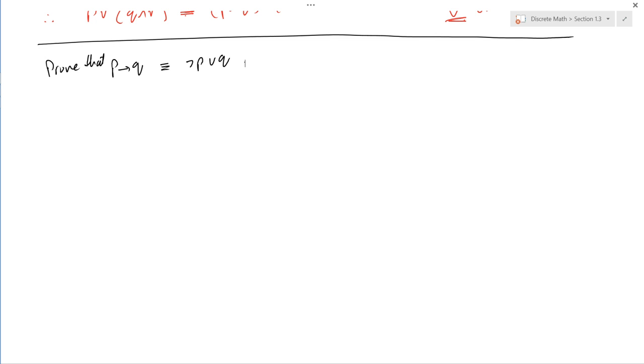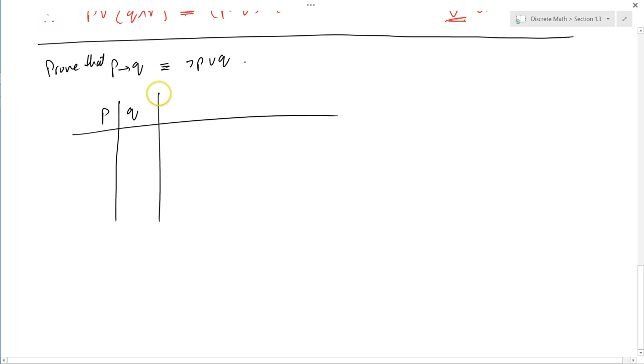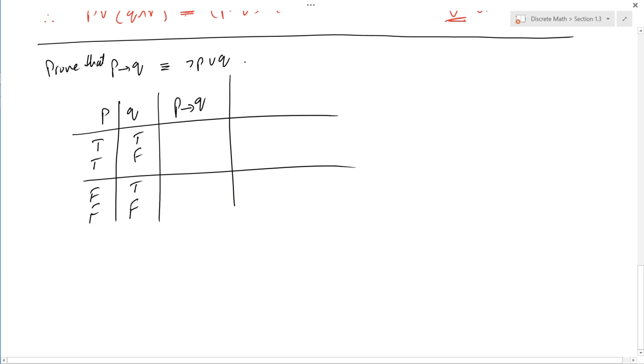So let's try to prove that using the truth table. Of course, we start with P and Q as two columns dedicated for each, and then let me write the truth values for them. We got true, true, false, false for the P, true, false for the Q.